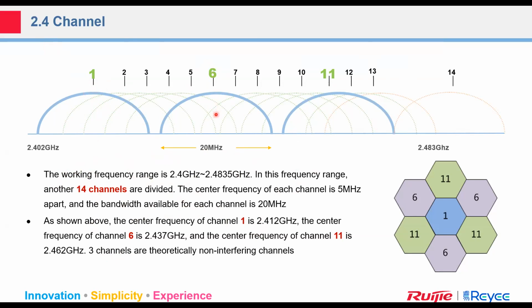Center of 6 is 2.437, and center of 11 is 2.62. So these are theoretically non-interfering channel. So this is how you get a non-interfering channel, since this channel is not overlap with each other.